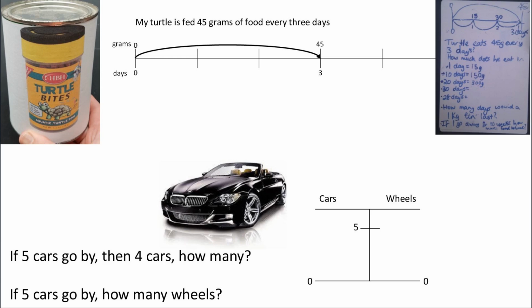And if 5 cars go by, how many wheels is that? Yep, thanks, Heather. And can you see the difference in thinking? So one is an adding and one is a multiplying. Thanks, Shelley. Beautiful. Can you see the difference in thinking? One is about adding and one is about multiplying.